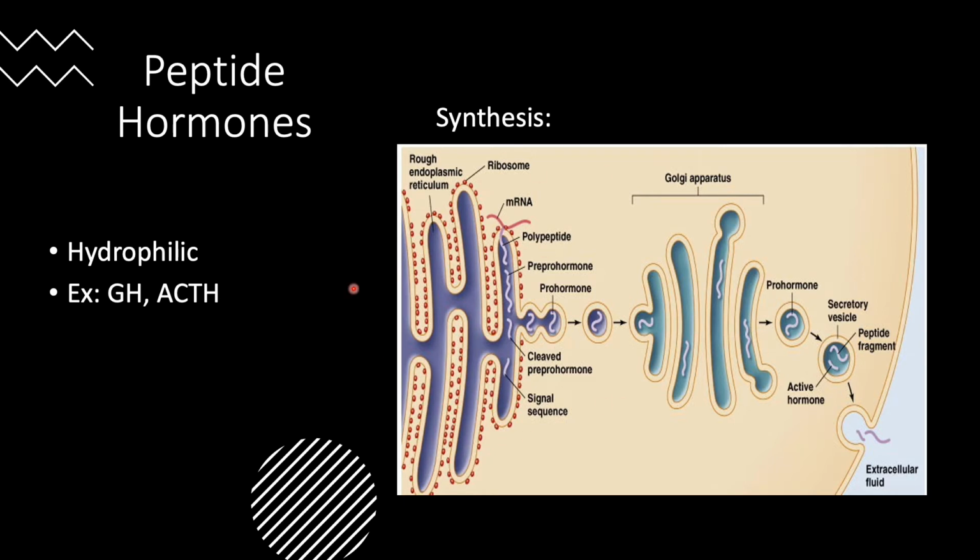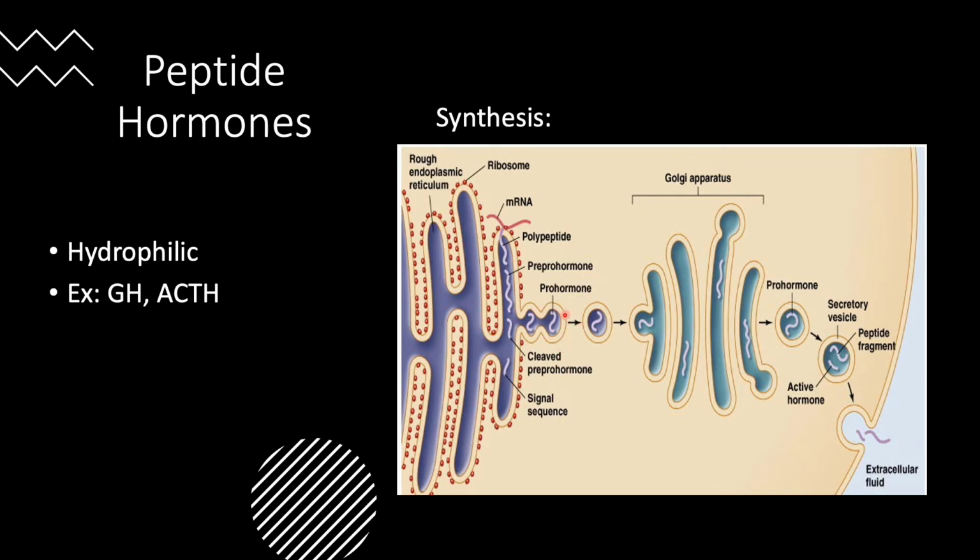So the synthesis of peptide and protein hormones is that we start with a pre-pro hormone, as you can see, that is synthesized in the rough endoplasmic reticulum here. And what happens is that the signal peptide, there's a signal sequence on it, is basically going to get cleaved off, and it now is called a prohormone. So we go from pre-pro hormone to prohormone, right?